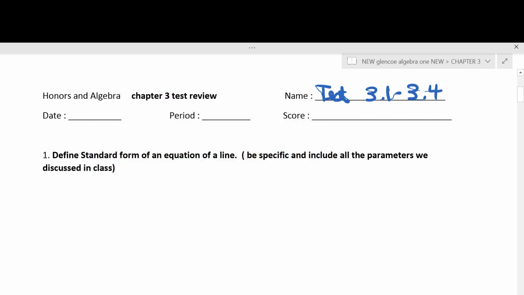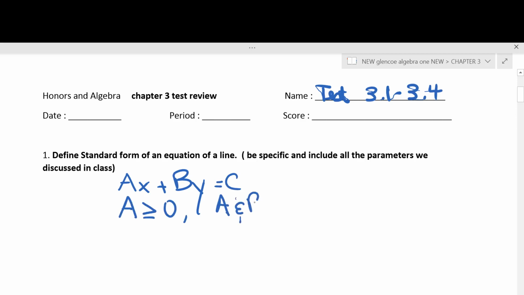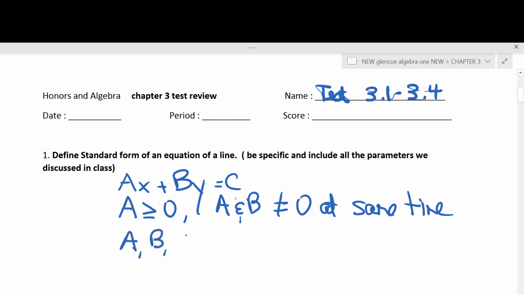Question number 1. First of all, the questions on the test are all problems, not definitions. But I do want to take a minute to make sure you do know what standard form is. Standard form of an equation of a line is ax plus by equals c, where a is greater than or equal to 0. A and b do not equal 0 at the same time. A, b, and c are all integers whose GCF is 1.